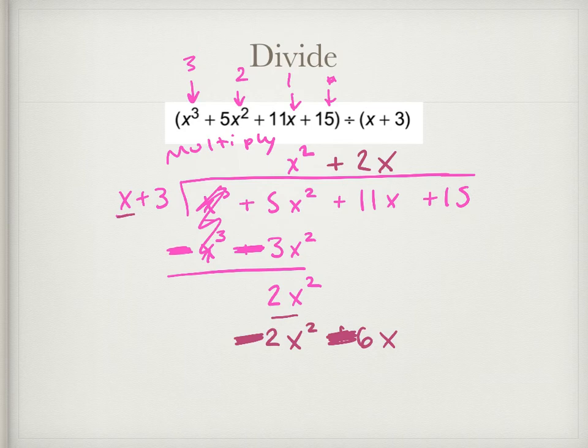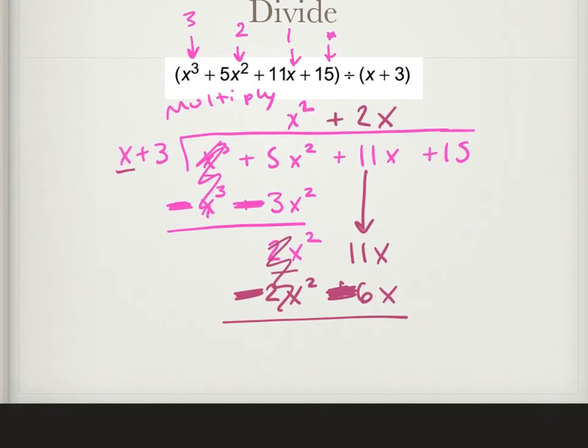Then you bring down the 11x. Add them together. What's 2x squared minus 2x squared? Cancel out. What's 11x minus 6x? 5x. So what times x gives us 5x? Awesome, plus 5. So what's 5 times x? 5x. What is 5 times 3? 15. What do we do next?